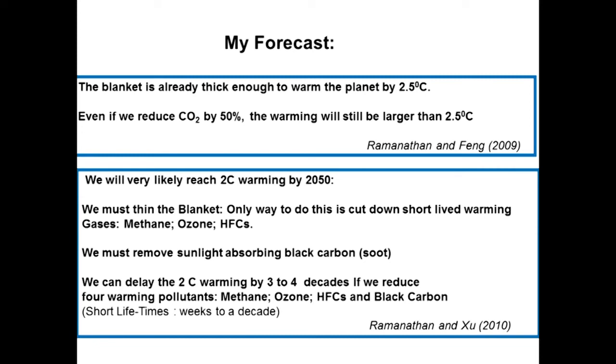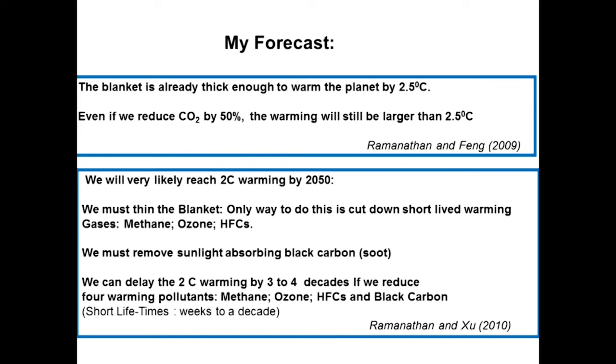So I just want to conclude with my forecast. I'm hoping, fortunately, that what I'm forecasting could be seen in the next 20 years. So if I'm still alive, I am expecting this academy to say whether what I said did or did not happen. The first one, remember, I forecast in 1980 we would see the warming in 2000. So I'm saying the blanket is already thick enough to heat the planet by 2.5. This is a huge dilemma because Obama and all the leaders said we should not let the planet warm by more than 2 degrees. So that's the limit. So how can we do that? Okay?